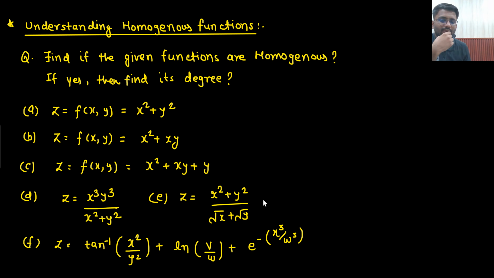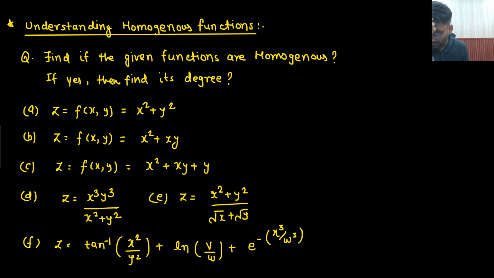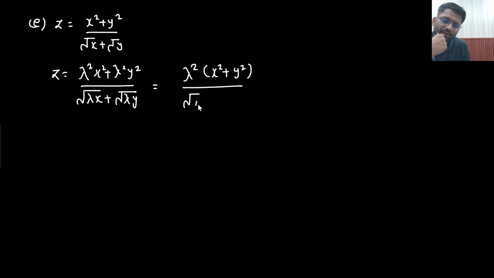Next, E. Solve it. A, B, C, D, E. Z equals to x square plus y square upon under root x plus under root y. So what we need to put? Lambda square x square, lambda square y square, under root lambda x plus under root lambda y. Right? So what you will be getting? Lambda square x square plus y square, and here under root lambda under root x plus under root y.